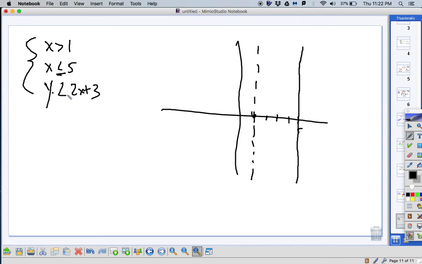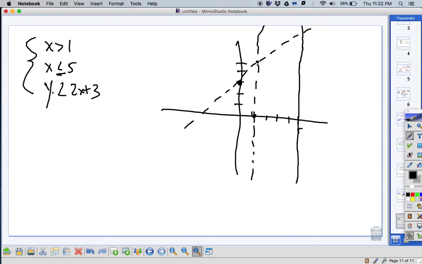The next thing I got is y is less than 2x plus 3. So we find 3 on the y-intercept. So 1, 2, 3. So there's 3 on the y-intercept. It says go up 2 and over 1, which is right there. Okay? And then because there's no equals to, this is going to be, again, a dashed line through those points.